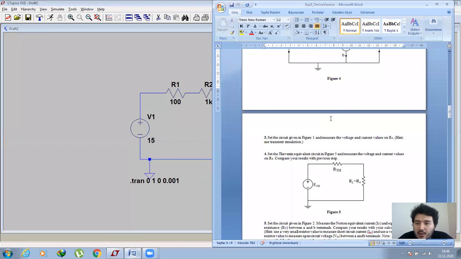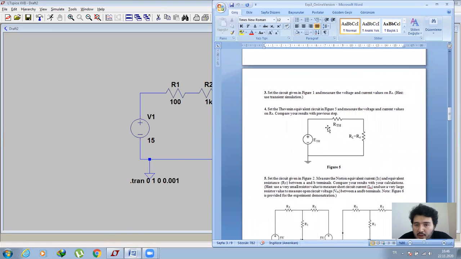So let's continue. Let's create a Thevenin circuit like this.